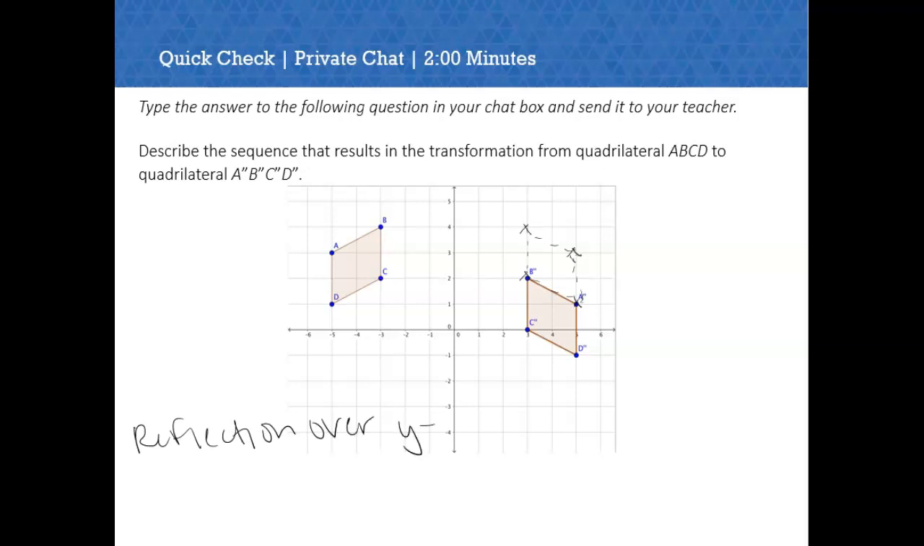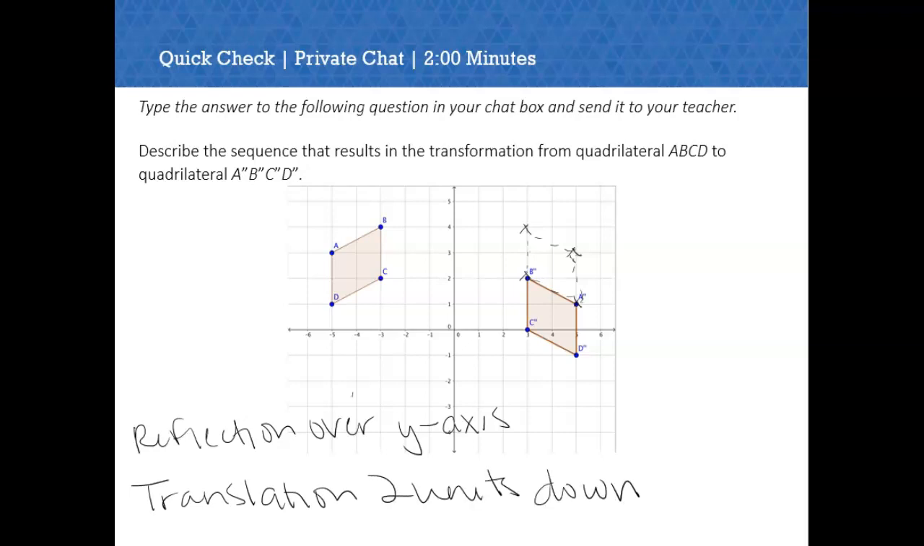So we have step 1, reflection over the y-axis. It's important to know which axis, because if I reflected over the x-axis, it'd be down here. So this reflected over the y-axis, and then it moved down 2 units. When we just move something straight down, that's called a translation. So translation 2 units down. We reflected over the y-axis, and then we translated 2 units down.